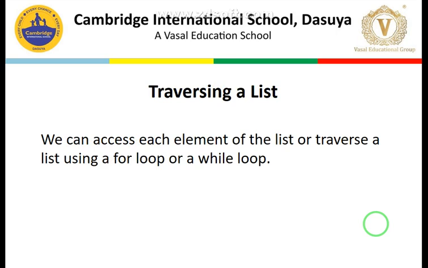Then we applied the basic operation, traversing. What is traversing? That is accessing each element of a list by using any of the loops, either a for loop or a while loop.